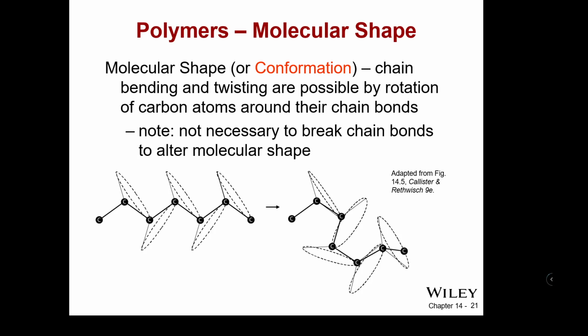So the molecular shape, i.e. the conformation, is what we use to describe the sum total of that. It's chain bending and twisting that's made possible by the rotation of carbon atoms around their chain bonds. So each of these can spin basically freely all the way around, and each of these bonds can spin around each other because they're not constrained, so they can change geometry and flex and wiggle.